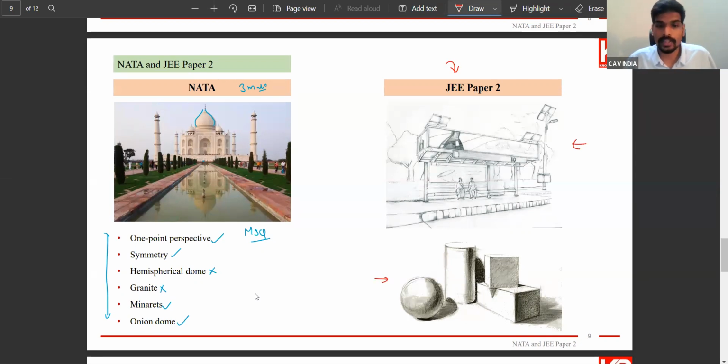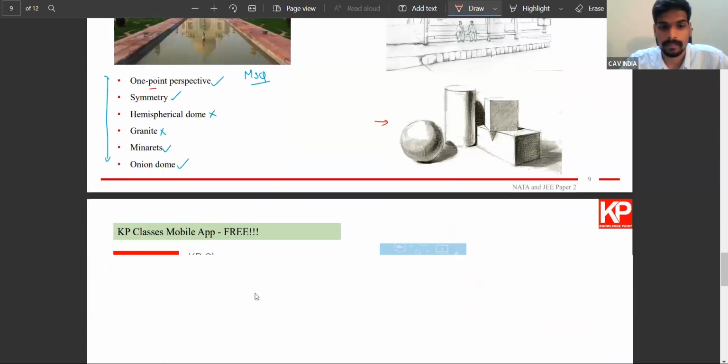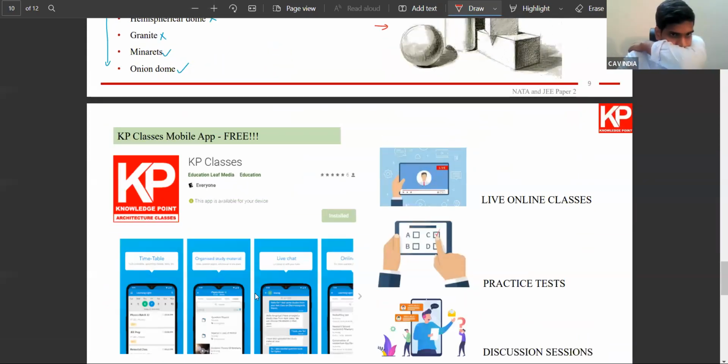Chatra, as I already mentioned, you need to know the techniques of sketching, like what is 1-point. Last year there was a question where they gave a picture and some missing part was given. You need to answer which is the missing part of that sketch. To answer such things, you need to know how to draw perspective and the lines in perspective. You need not essentially practice shading specifically for the NATA exam, but you need to do that for JEE Paper 2 for sure.